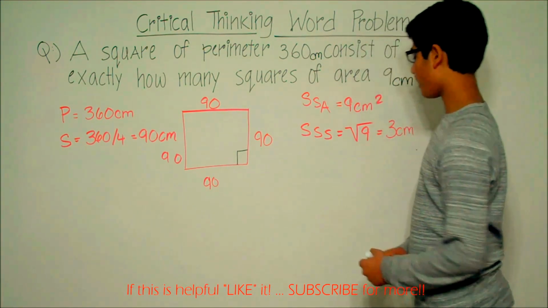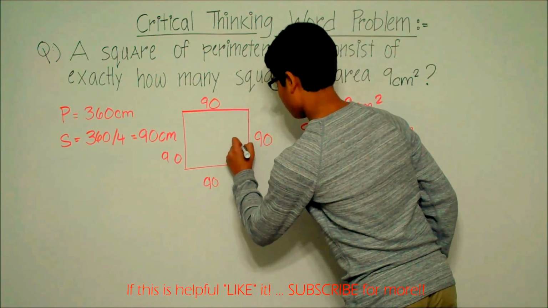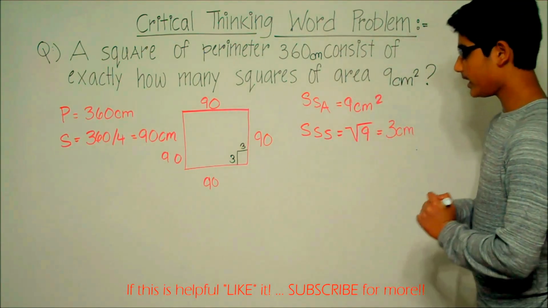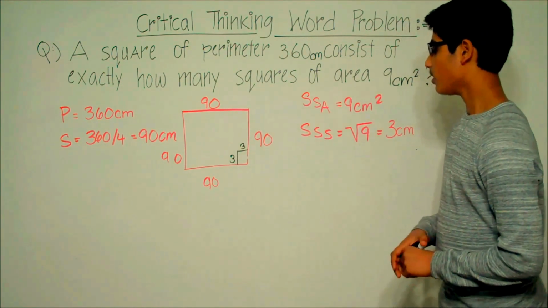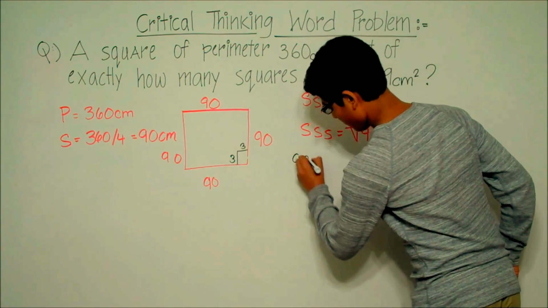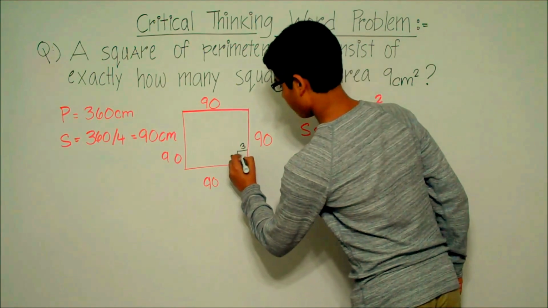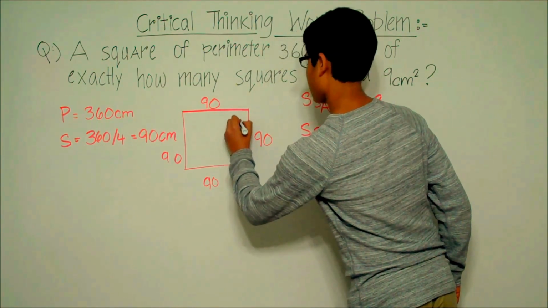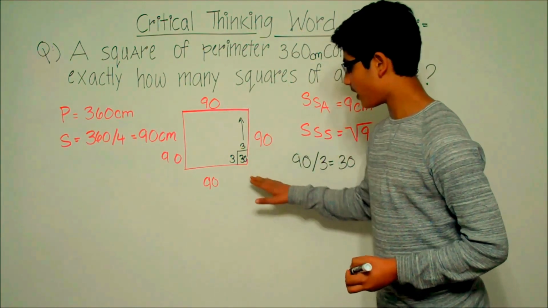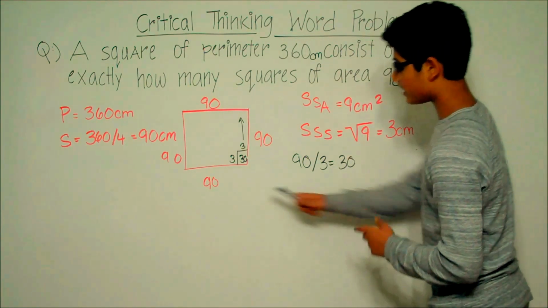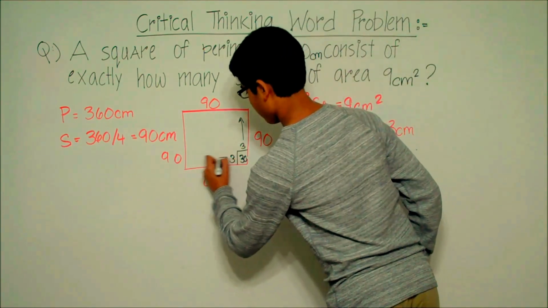So our small square has a side length of 3 centimeters. So we need to find out how many of these squares can fit on this side. So we have to do 90 divided by 3, which is equal to 30. So 30 of these squares can fit on this side. Now we need to find out how many of these squares can fit on this side. So once again, it is 90 divided by 3, which is also equal to 30. So 30 squares can fit on this side.